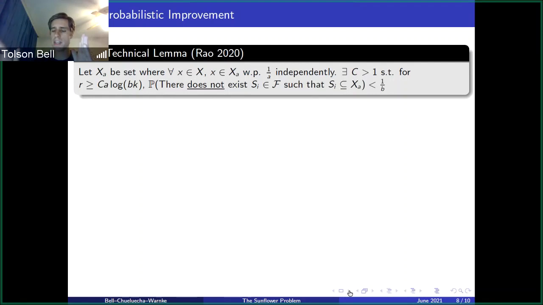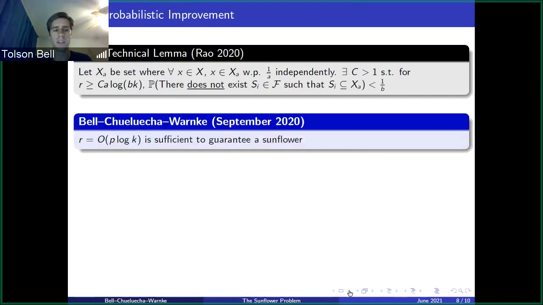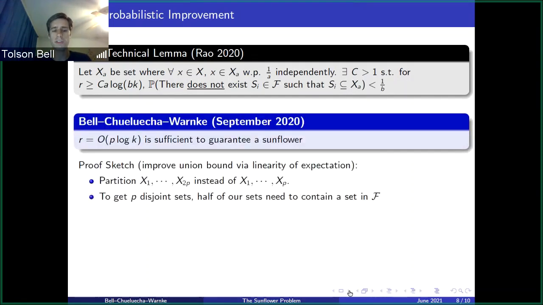Before, we split into p sets. The thing with that is we needed every single one of them to succeed in order to have p disjoint sets. For our improvement, what if we took 2p sets instead? We split into twice as many sets as we need. Now, only half of them need to succeed. Instead of every one of them needing to succeed, as long as half of them entirely contain some set in our family, then we have p disjoint sets.